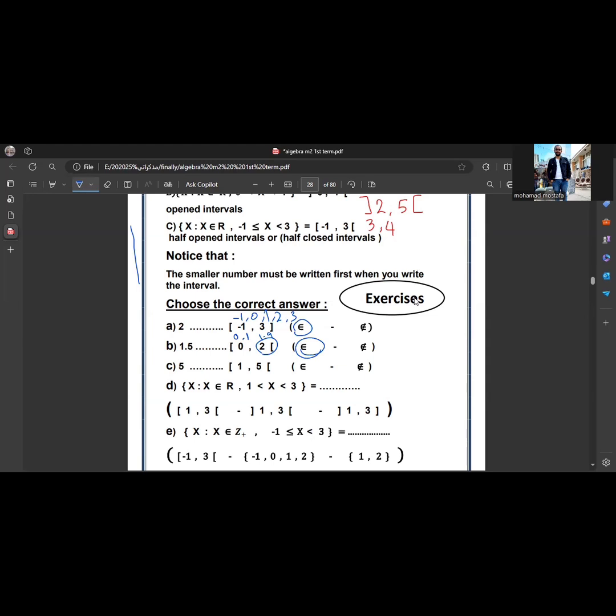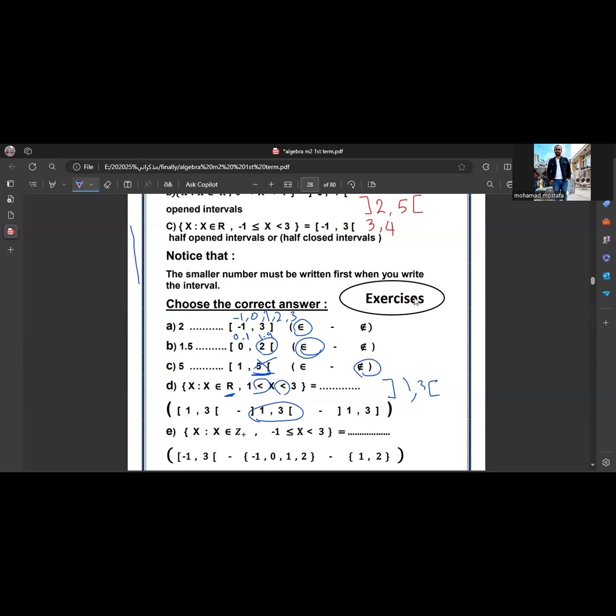For 5 and 1, I have here open 5, so I don't have 5 in my interval, so it does not belong. X, where X belongs to R, meaning real numbers, with 1 smaller than X smaller than 3. If I have smaller than without equal, I draw the interval open. If I have equal, I draw it closed. And I have here 1 and here 3, so choose 1 and 3 open.